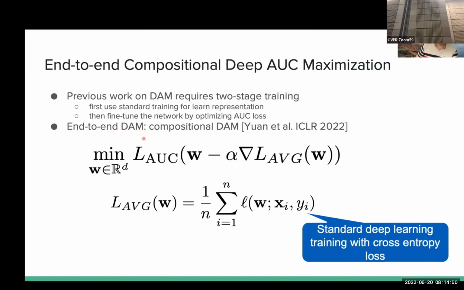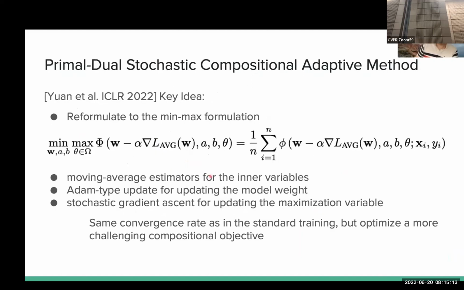So for the end-to-end training of deep AUC maximization, the idea is the following. They propose a composite objective. They pretend the model is doing one step of gradient descent over the cross-entropy loss, and then they want to minimize the AUC loss here. So it's a composite function, and in that way they can learn the feature and the AUC simultaneously. They are also able to reformulate this problem as a minimax problem, and it's a composite problem.